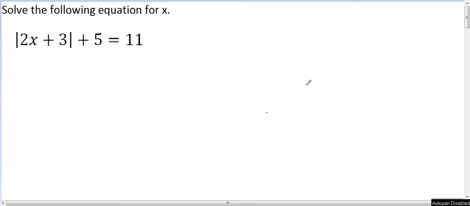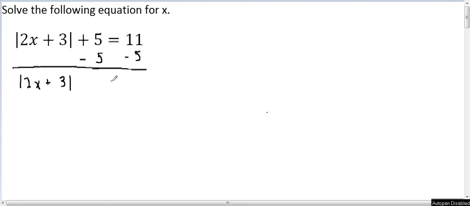Solve the following equation for x. The equation is the absolute value of 2x plus 3 plus 5 is equal to 11. First, we want to get the expression inside of the absolute value by itself. So let's subtract 5 from both sides of the equation. We get the absolute value of 2x plus 3 is equal to 6.